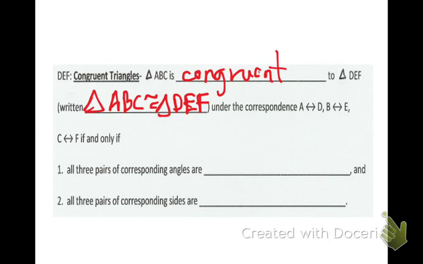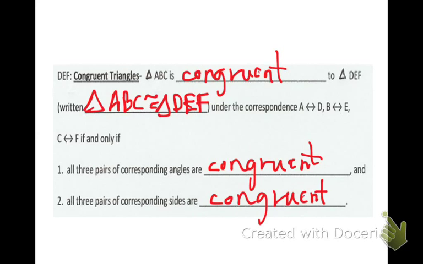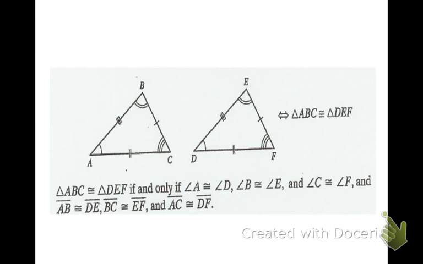So, according to our congruence definition of triangles, all three pairs of corresponding angles are congruent, and all three pairs of corresponding sides are congruent. So all six parts of the triangle have to be congruent, as we have it defined now, for the triangles to be congruent. That's what it would look like if I marked the two triangles to show they're congruent.